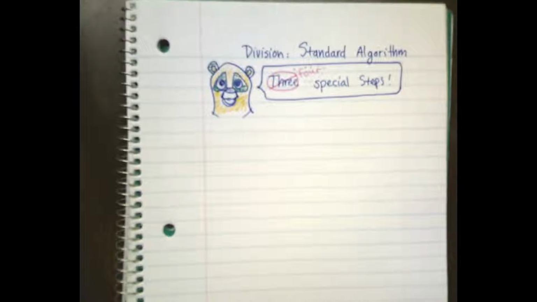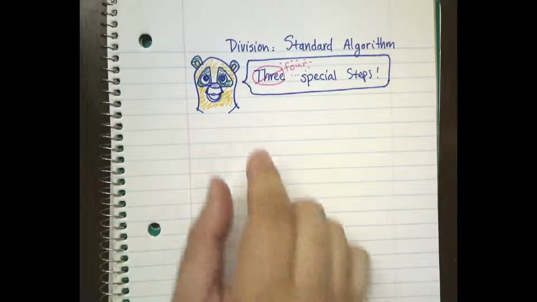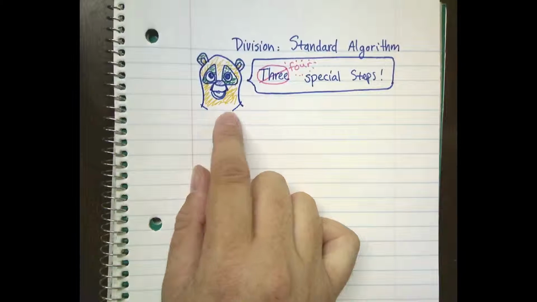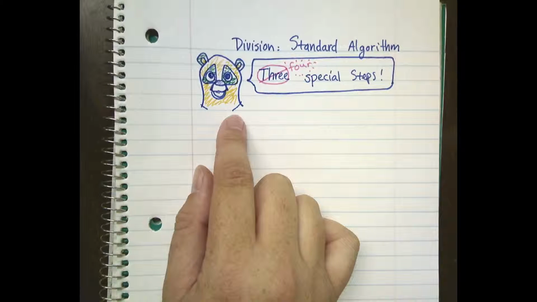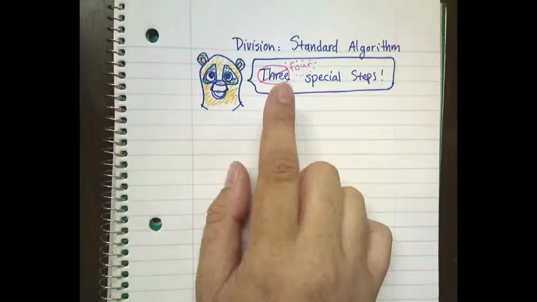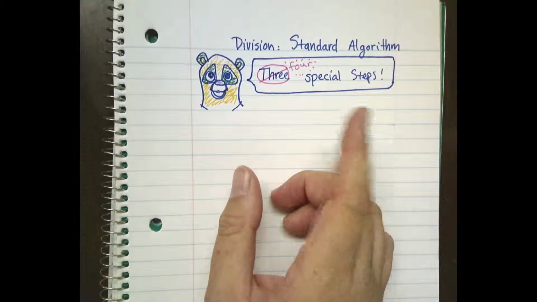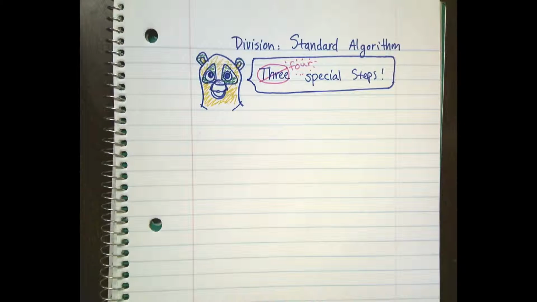And focus. All right, so for the next one, we're going to talk about division with the standard algorithm. And I drew a little bear right here. This is Special Agent Oso. And my kids watch this show. I think I watch it more than they do. But they always say 3 special steps. Well, I crossed off the 3, and there's actually 4 special steps in standard algorithm. And so we'll go over those 4 special steps.